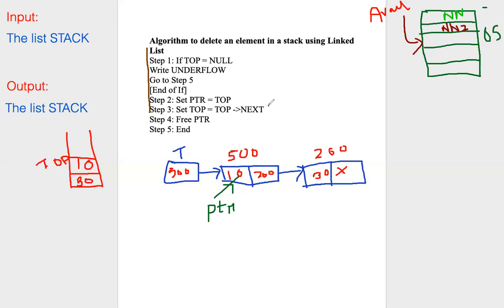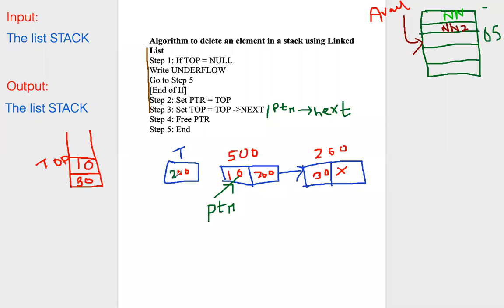So I can either write top equals top arrow next, or I can also write PTR arrow next, because both are pointing to the same address. Anyone is correct. So once I do this, what is going to happen? This link will be over. So what is there in PTR arrow next or top arrow next? 200. So instead of 500, now it is 200.